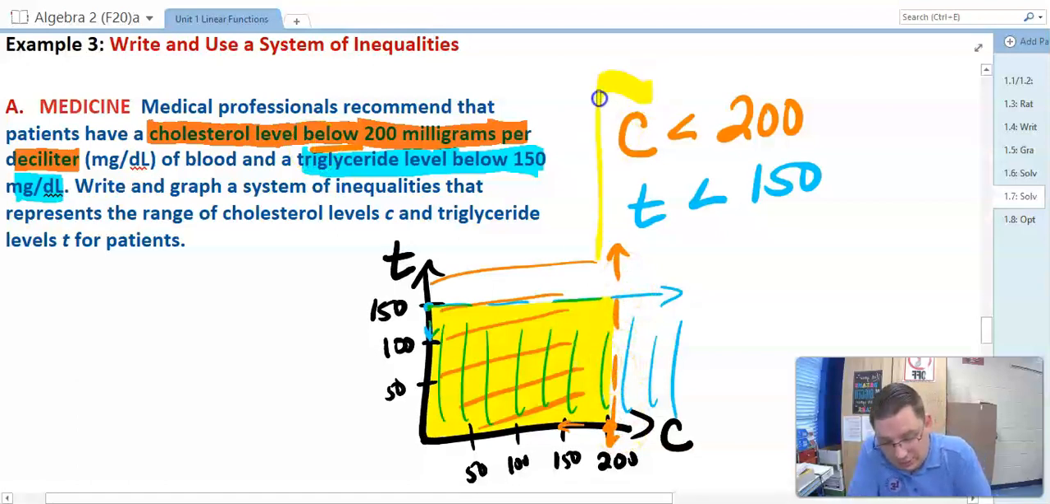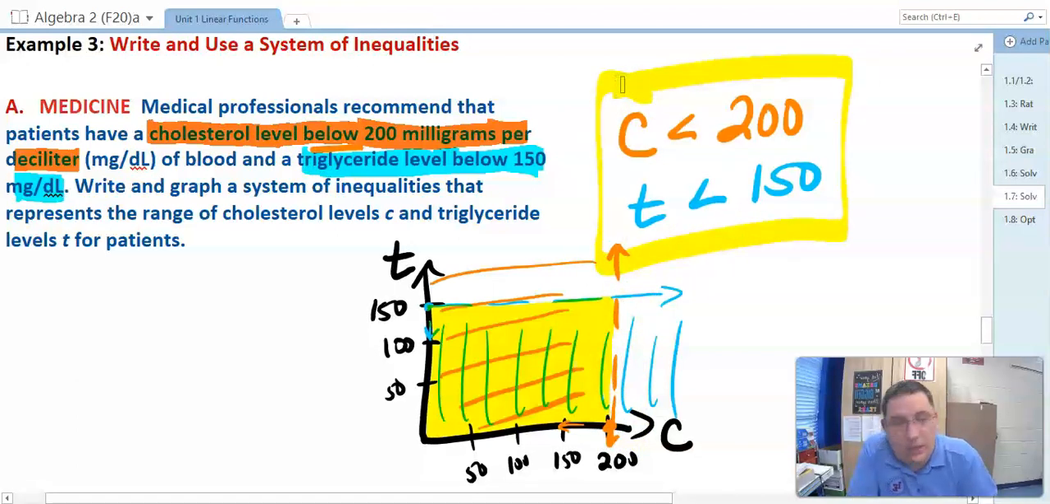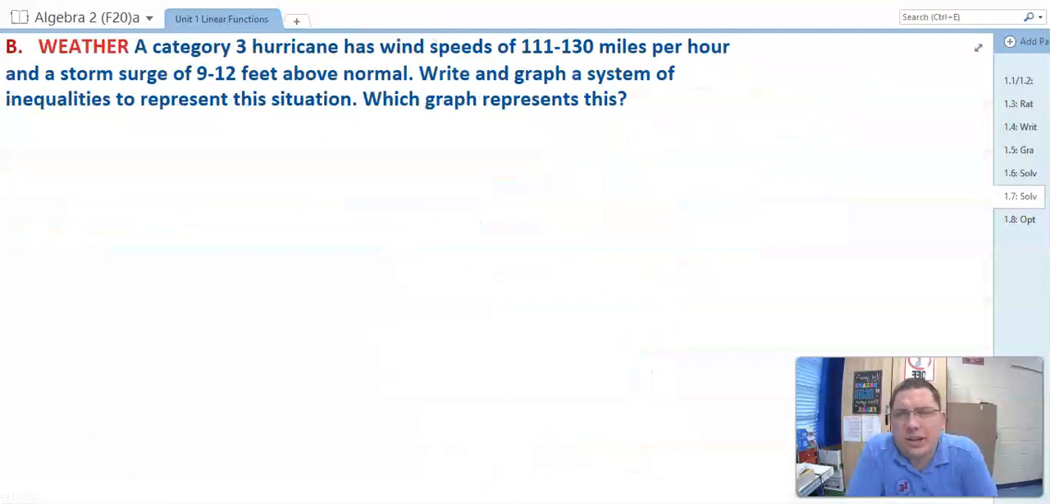And so this is our system. This is writing the system, and this is graphing it. That's it. It's not as complicated as we make these out to be. Looking at example B is a little different than example A, but it's still the same idea.